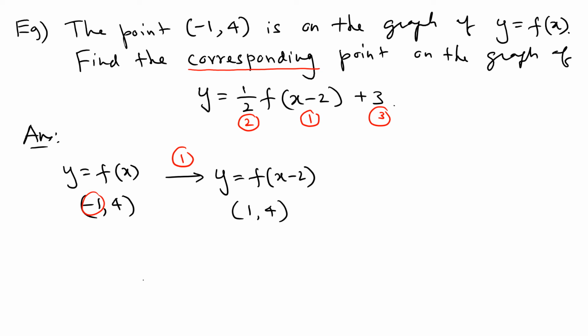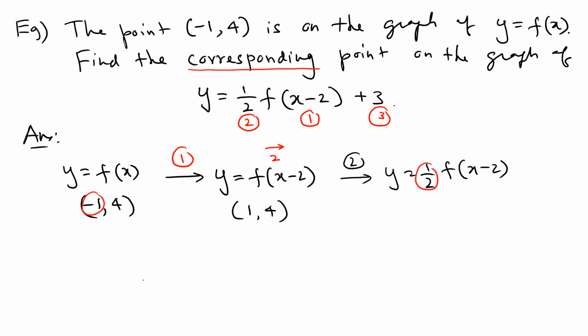Shift by 2 units, the x coordinate. Okay, so the next one, we're gonna apply the second one. What's the second one? We can do half. So it's y equal half of f x minus 2. So that means it is an outside change.